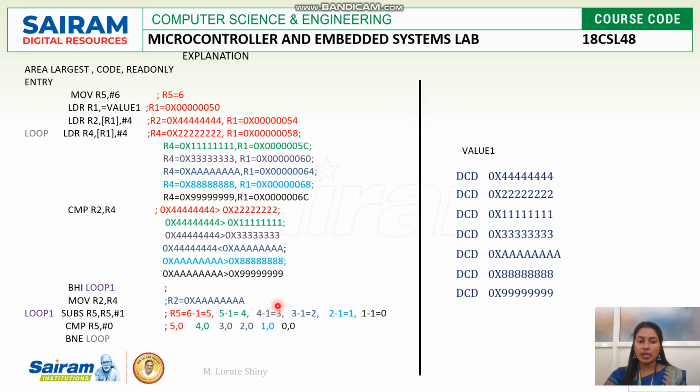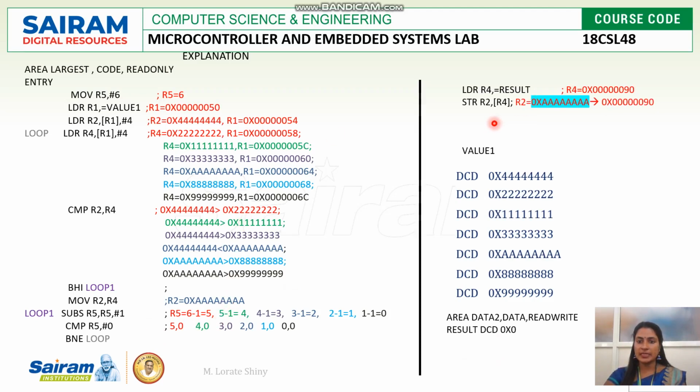So the largest number is available with the R2 register. R2 register is holding the largest number, and we have to store that in a memory location. The memory location address we have assumed is 00009090. So in that memory location I have to store. For that the instruction is STR: STR R2, [R4].